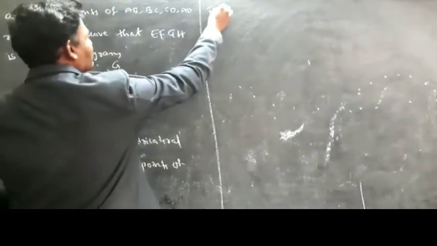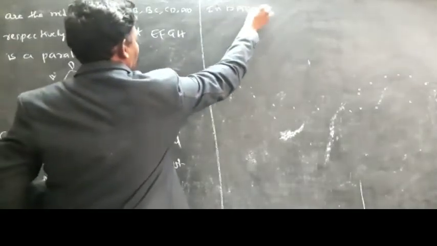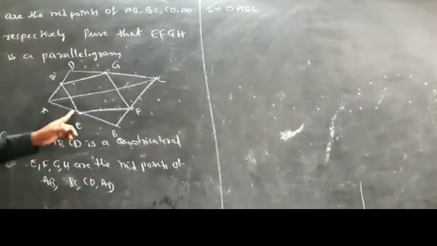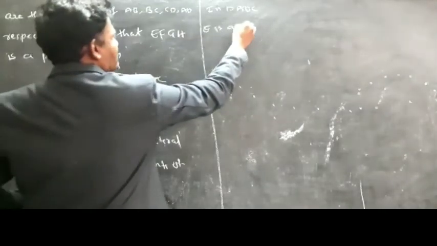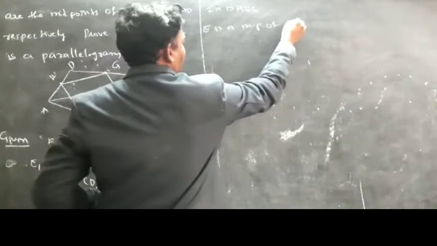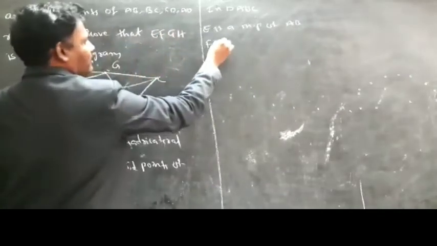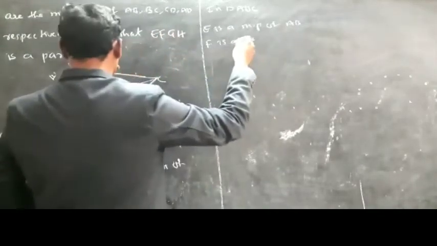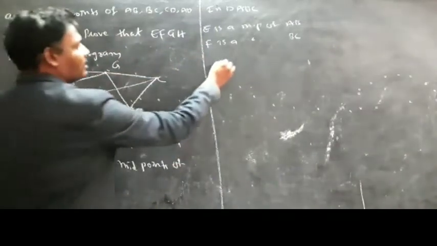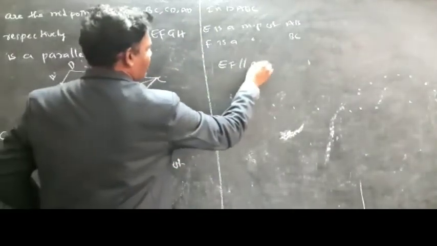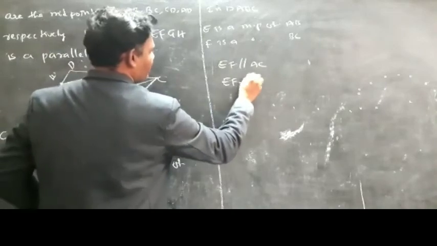In triangle ABC, E is a midpoint of AB and F is a midpoint of BC. So according to the midpoint theorem, what can we write here? EF is parallel to AC and also EF is equal to half of AC.